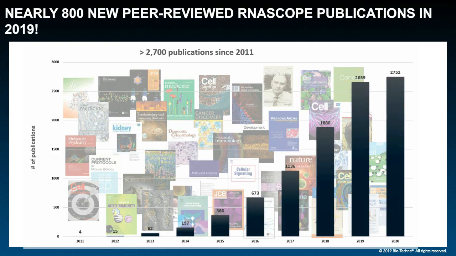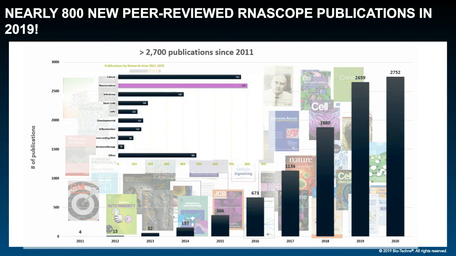So with that, I want to just highlight how well our technology has been adopted over the last 10 years. We have grown exponentially, and a good indication of that is our publications. We have over 2,800 publications as of last month, and we've been extensively published in different research areas, which include cancer research, neuroscience, infectious disease research, and so forth.